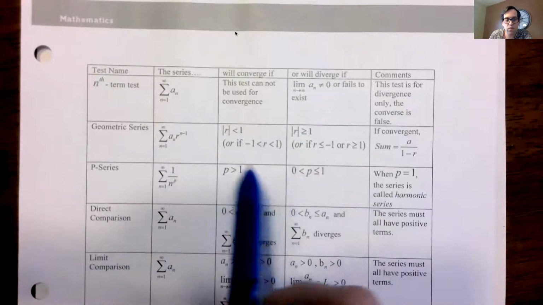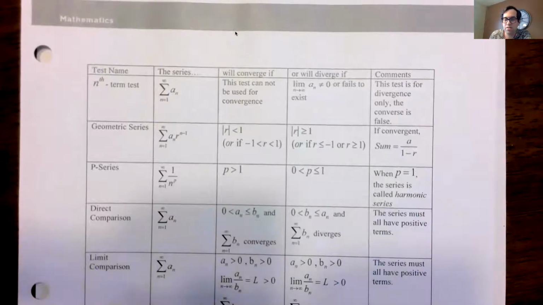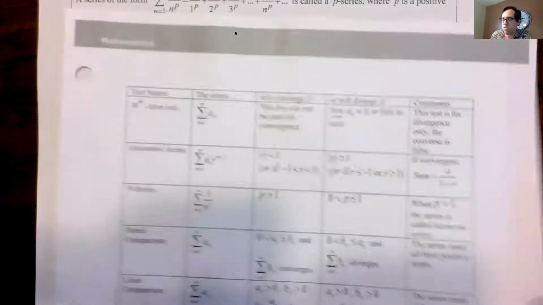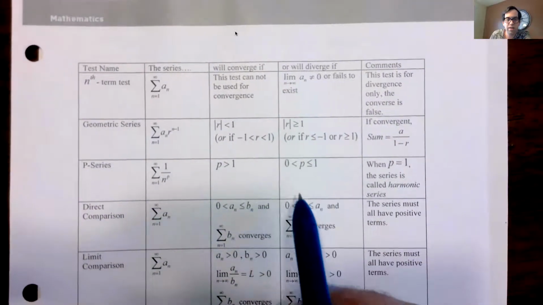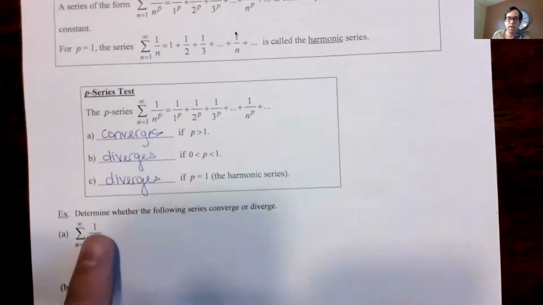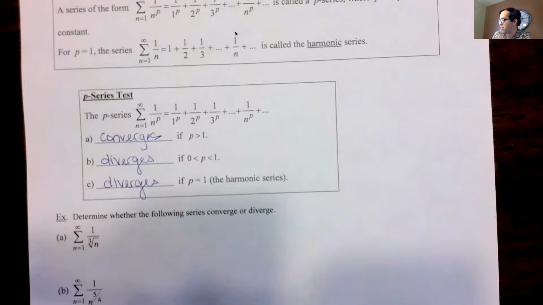All of the rules are right here in this row. You can even see when P is 1, the series is called the harmonic series. On this chart, they combined our second and third properties of the tests into one to show that it will diverge if 0 is less than P is less than or equal to 1, which we have written in 2 different ways here. But anyway, let's try this.